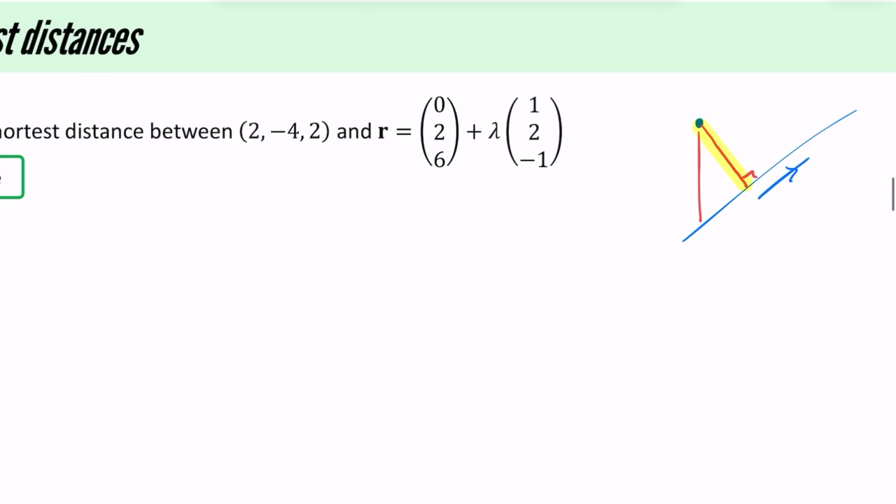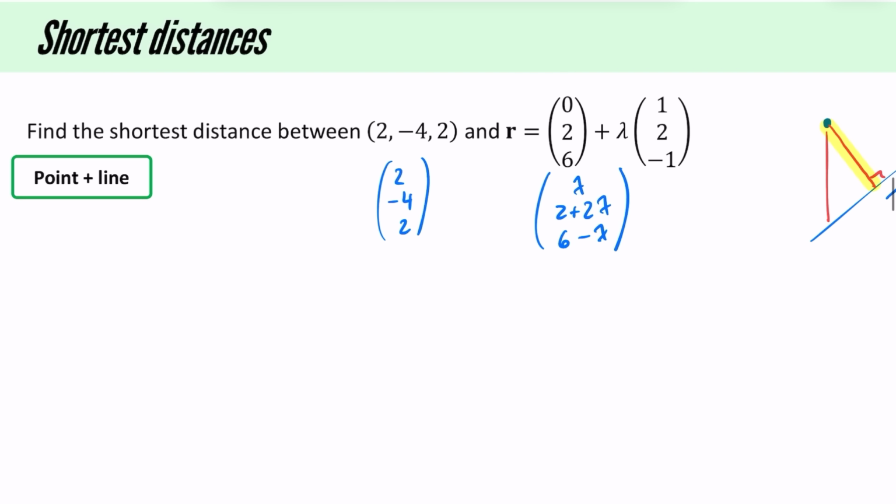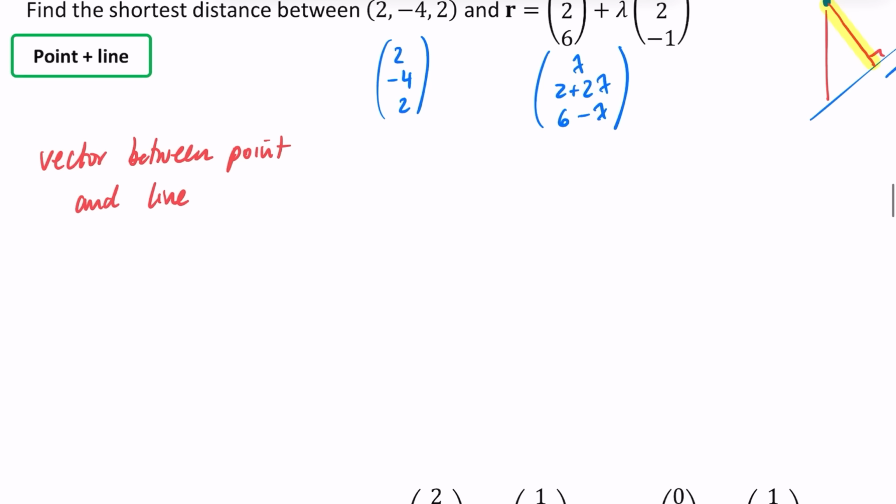So to begin with, I'm going to rewrite this as 2, minus 4 and 2, just want it in vector form, and I'm going to write this one as lambda, 2 plus 2 lambda, and 6 minus lambda, okay? We are then looking for this vector between the point and the line. It was red on the diagram, so I'm going to do it here. Vector, do it red here, vector between point and line. Just do one, subtract the other, okay?